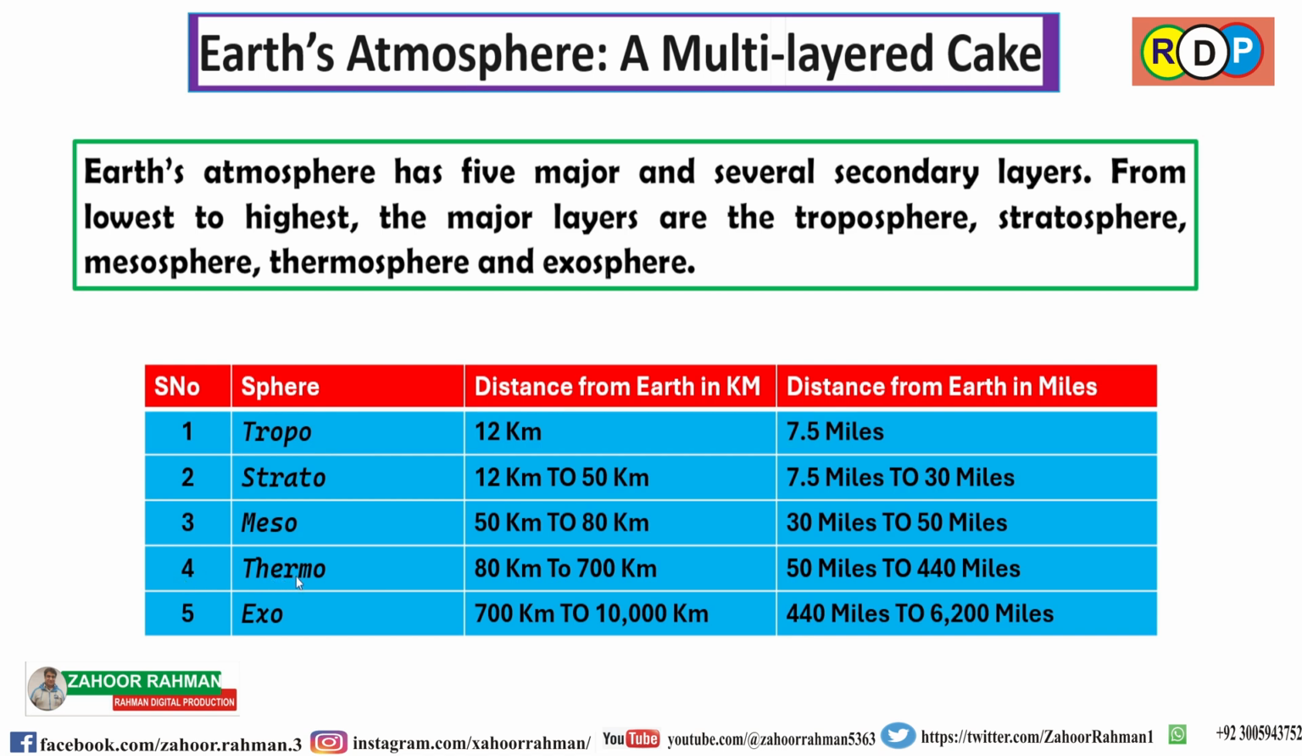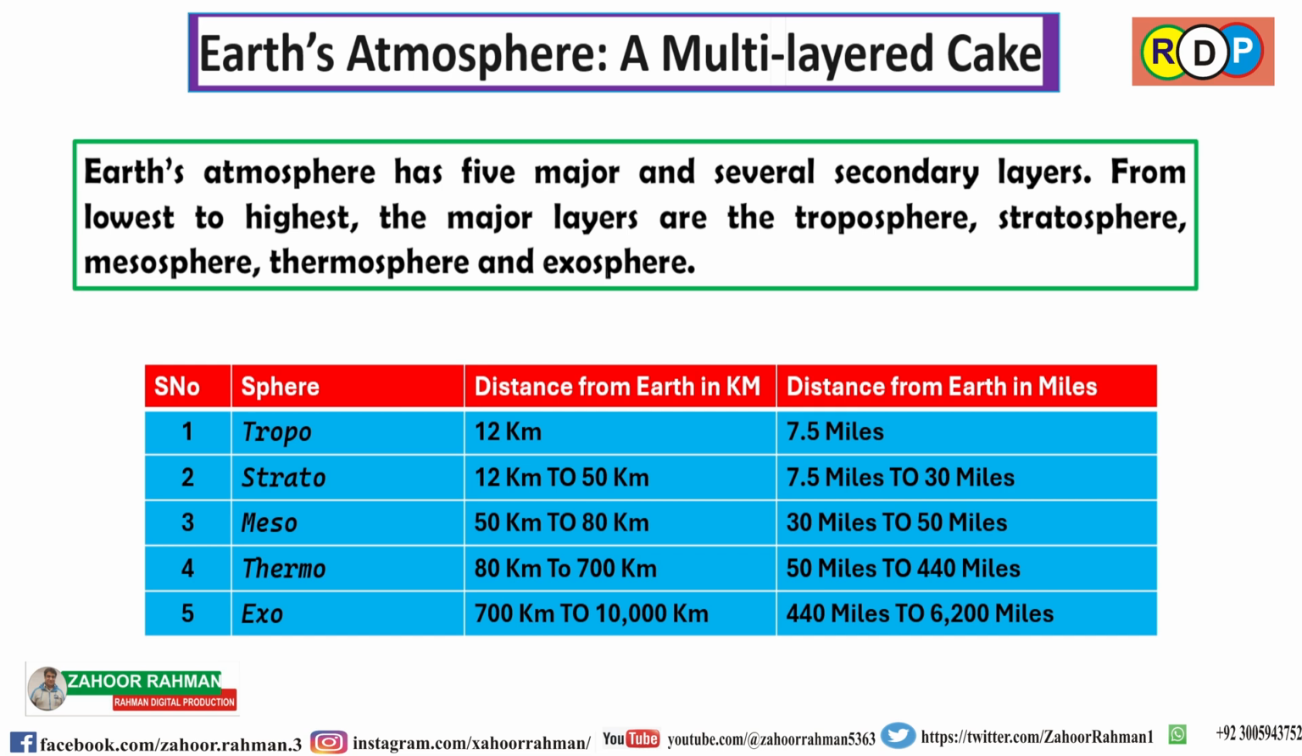The fourth one is the thermosphere and its distance from the earth lies between 80 kilometers to 700 kilometers, and that comes out to be 50 miles to 440 miles. The last one is the exosphere, which is the farthest one in our atmosphere, that is 700 kilometers to 10,000 kilometers, meaning 440 miles to 6,200 miles. Now actually what we will do, we are sitting in the master control room controlling the activities of this spacecraft.